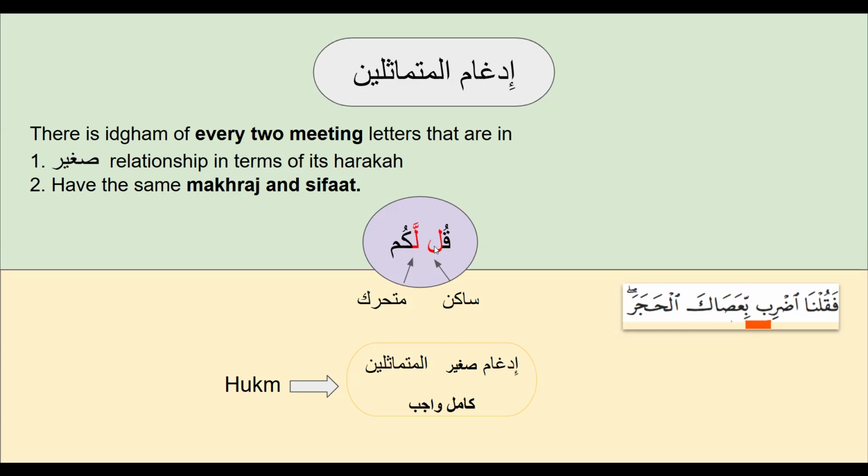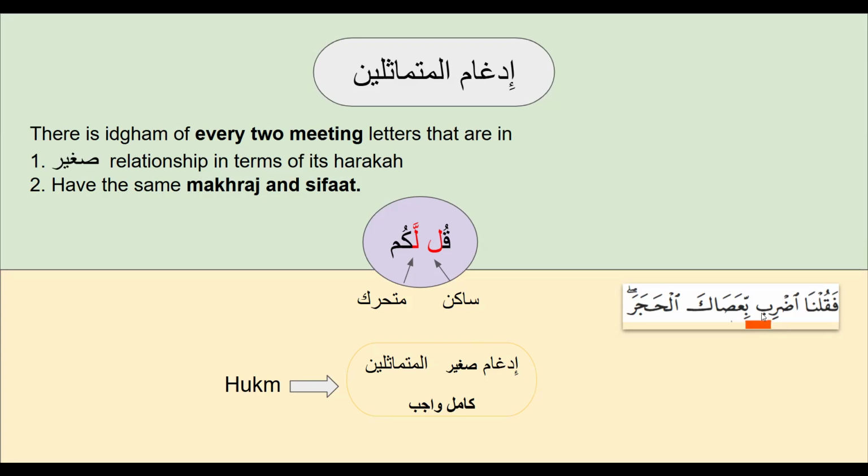The lam and the lam are the same letters, same makhraj and same sifat. The first is sakin, the second is mutaharrik. The reason the second letter has a shadda on it is the indication that the first sakin letter has been merged into the second letter. In this situation, Imam Hafs has done idgham. He will be merging the first lam into the second so that you read it as one mushaddad letter. قُل لَكُمْ.